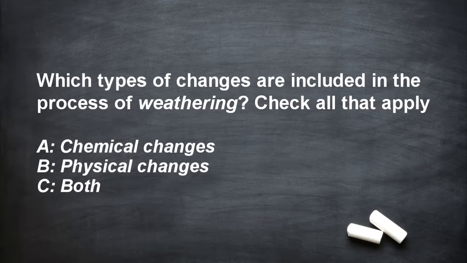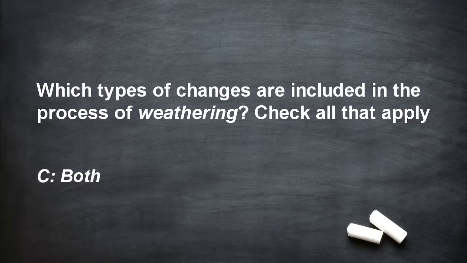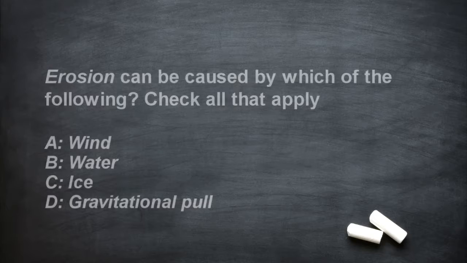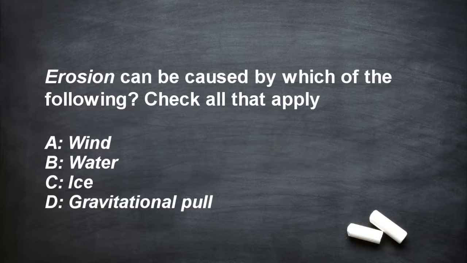Which types of changes are included in the process of weathering? Check all that apply. Chemical changes, physical changes, both. Erosion can be caused by which of the following? Check all that apply. Wind, water, ice, gravitational pull.